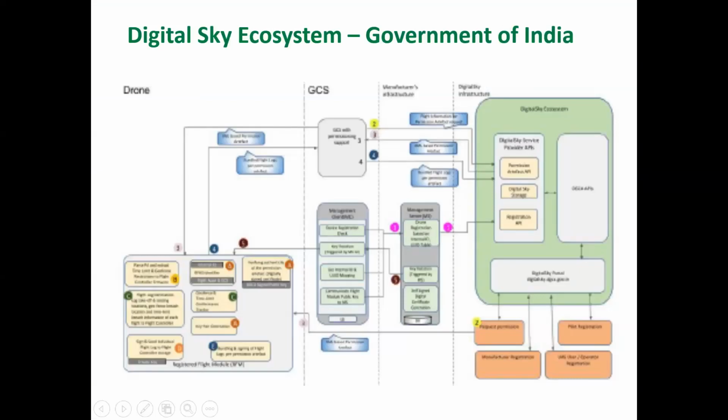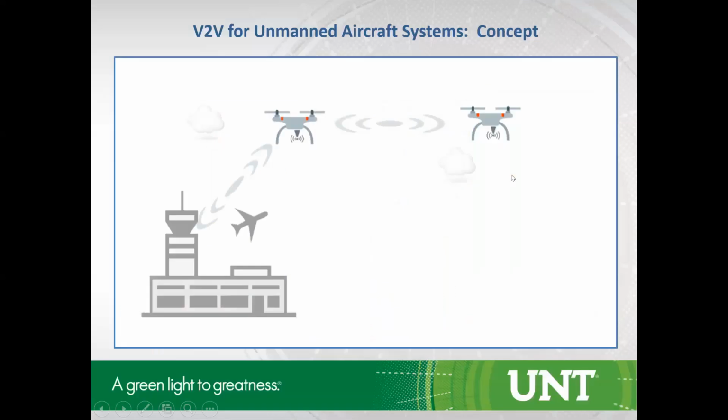In India, the system is called the Digital Sky Ecosystem. I just put this picture, even though it's not so clear. But look, the ecosystem is very similar to what we have in the US as well. So basically, it's all about traffic management and handling emergencies and handling hazards like weather hazards and communication failures and all those things. So all these things have to be part of the traffic management system.